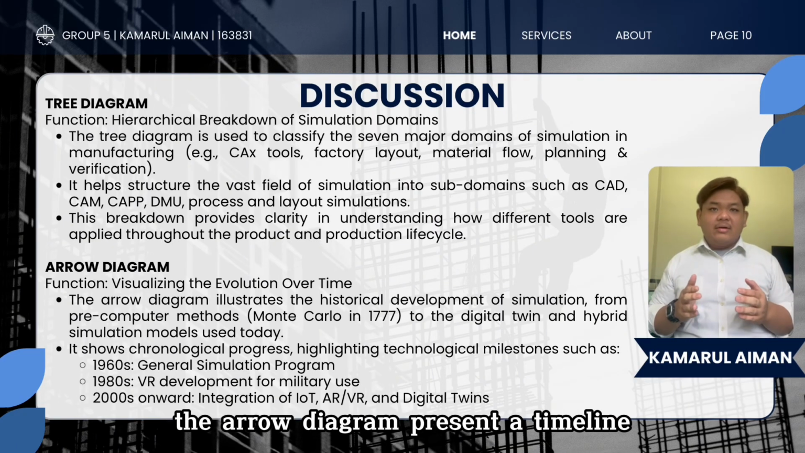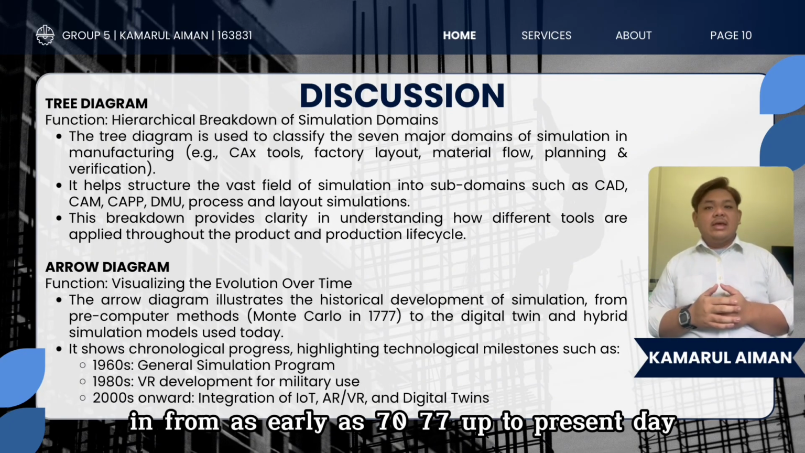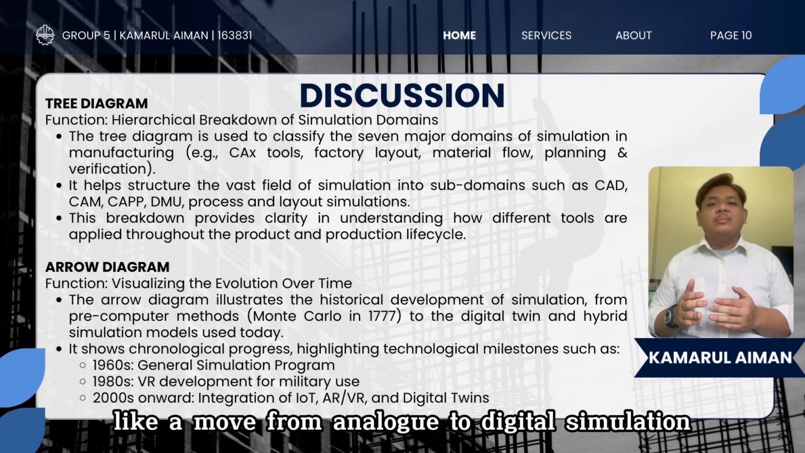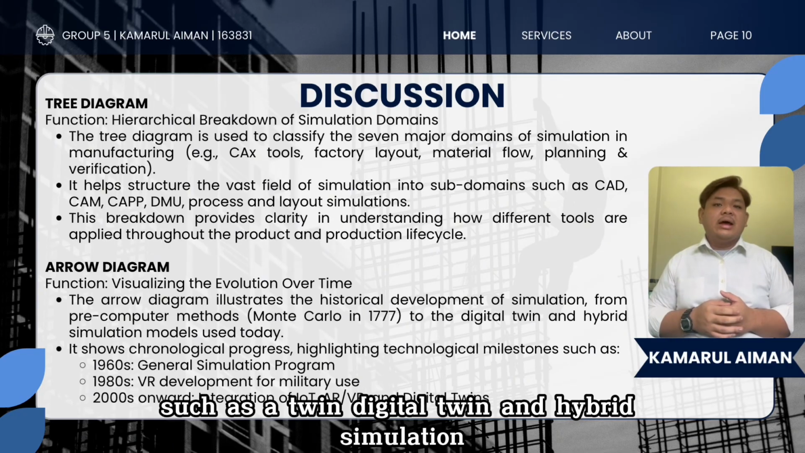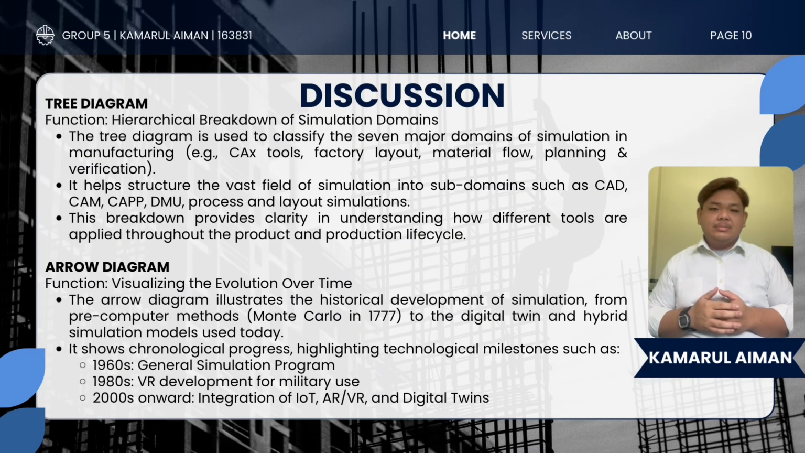The arrow diagram presents a timeline that tracks the evolution of simulation technology from as early as 1777 up to the present day. It highlights major shifts like a move from analog to digital simulation, and more recently, the integration of Industry 4.0 technologies such as digital twin and hybrid simulation. This shows how simulation has advanced alongside technology.